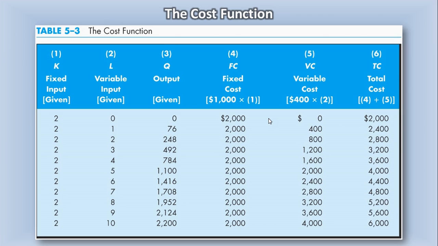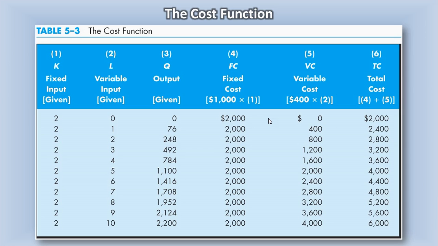Variable costs, of course, will increase as we are deciding to increase our output by employing more of our variable input. So the wage is equal to $400. So again, if you hire one person, the variable cost is $400. If you hire a second person, variable cost is $800. Third, variable cost is $1,200.